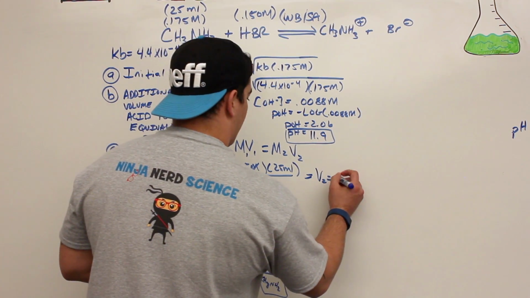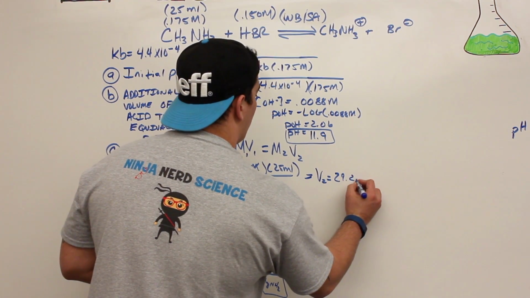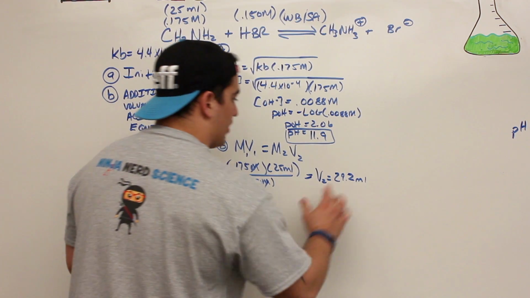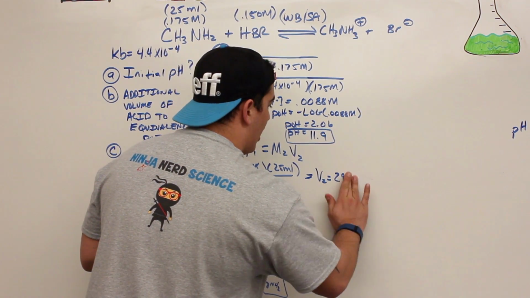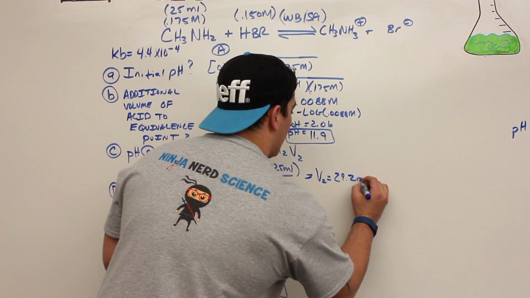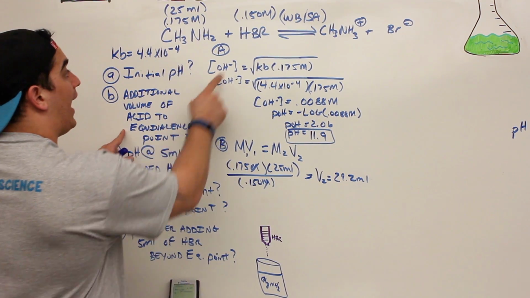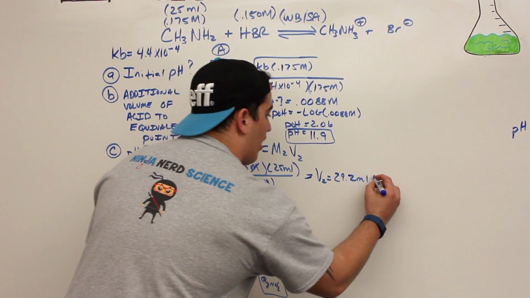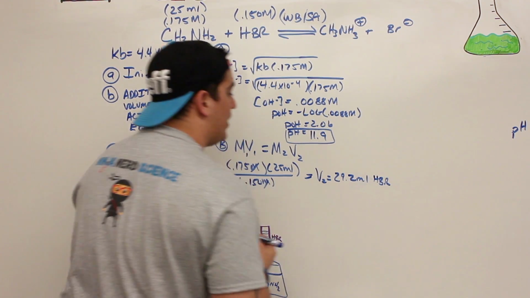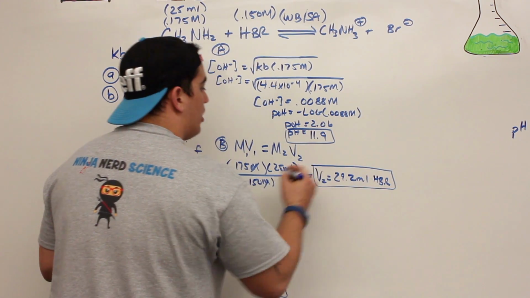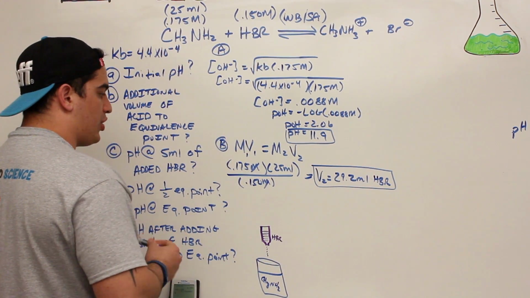We'll take that out one extra sig fig: 29.2 milliliters. So we'll take an extra sig fig, another number of uncertainty. So again, what is this number right here? 29.2 milliliters. That's the amount of volume that I need to add of HBr to get me to the equivalence point, where the moles of my HBr and the moles of my methylamine equal each other.